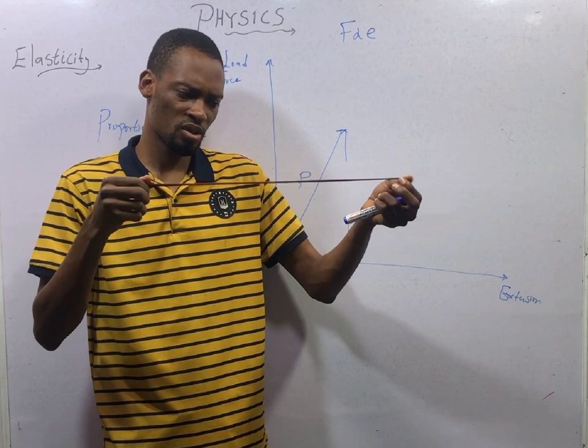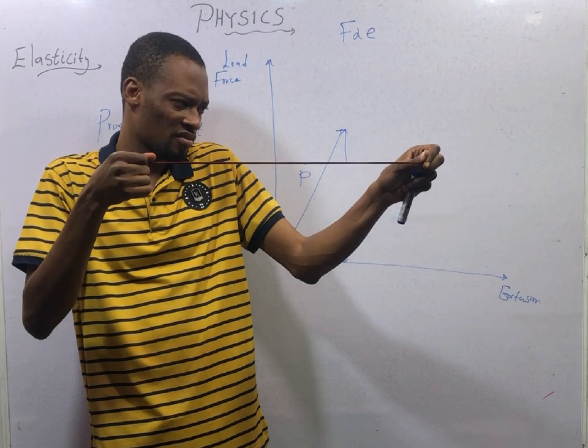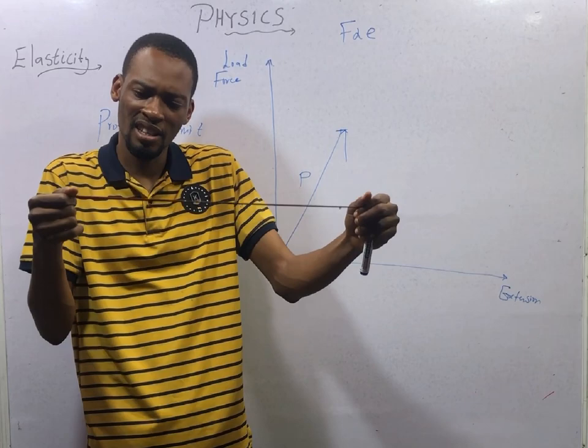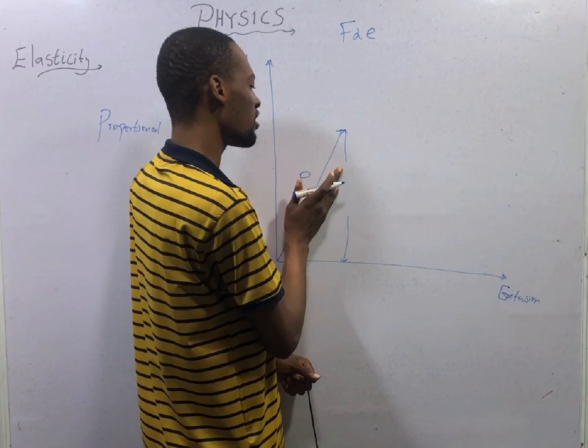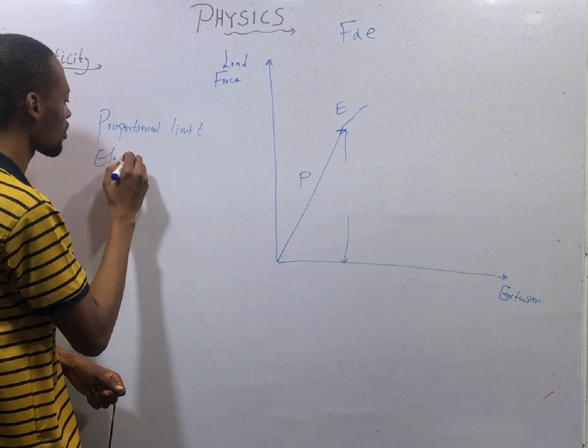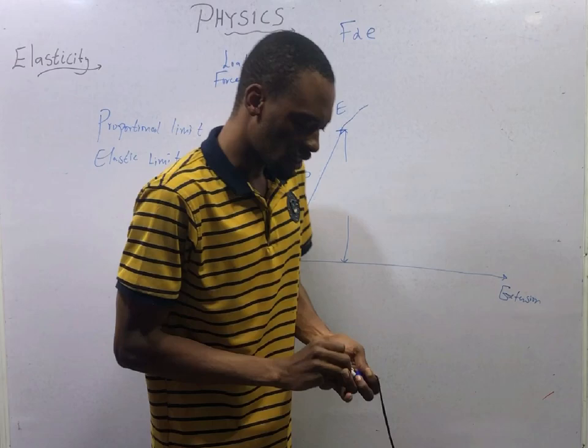Then you draw. Now, you notice that you get to a point where it is no longer extending. From here to here, it is elastic. But at this point, it is no longer elastic. It has reached the elastic limit. So, as force is increasing, extension is increasing, it gets to a point where it is no longer straight, no longer elastic. Let's call here E. E is the elastic limit.